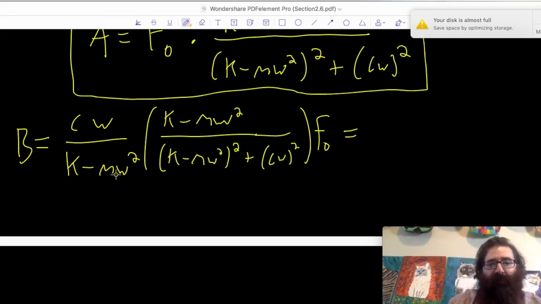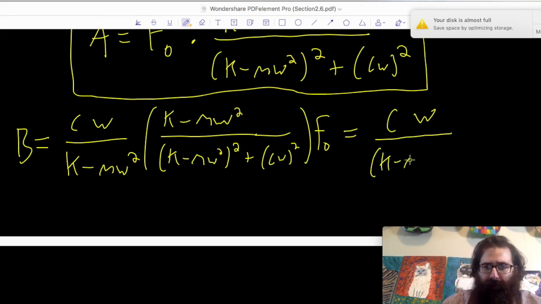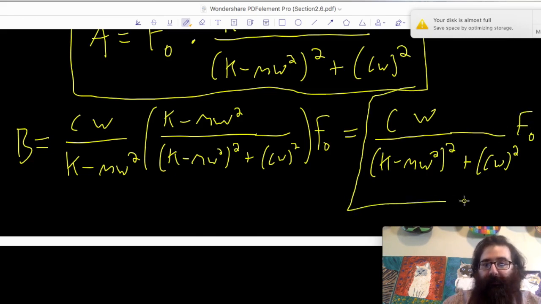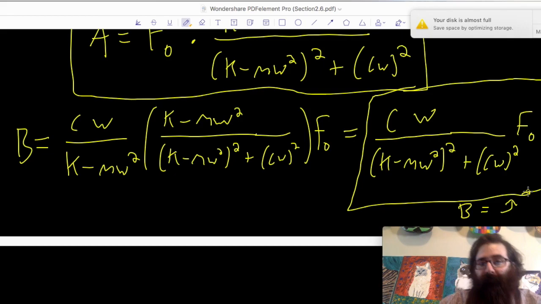I want you to notice on top and bottom, k minus m omega squared cancels. So on top, I'm left with c omega divided by, on bottom, I'm left with that (k minus m omega squared) squared plus (c omega) squared, and then this is times f sub 0. And this is b. So I'll box it and make a note for myself. This is b, this stuff here.